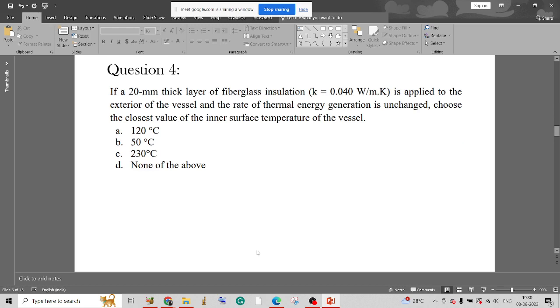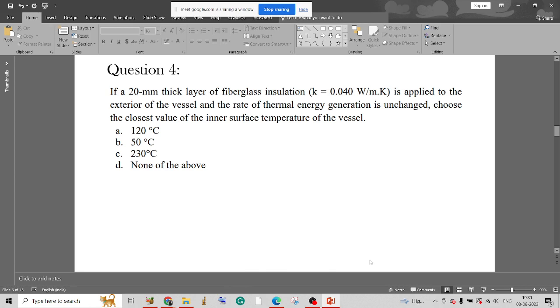So what does it say? If a 20 mm thick layer of fiberglass insulation, that is K equal to 0.040 watt per meter Kelvin, is added and applied to the exterior of the vessel above the stainless steel, that is outside the stainless steel, and the rate of thermal energy generation is unchanged, choose the closest value to the inner surface temperature of the vessel.